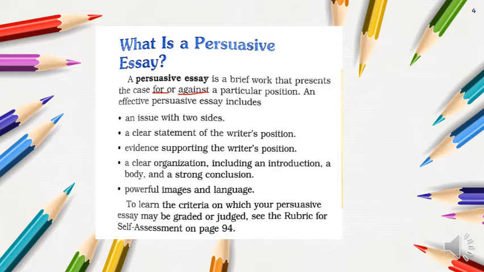So you have an opinion and you want to convey your opinion and convince the reader, whether you agree or you are against it. So it should include an issue with two sides. What are the two sides? For example, pros and cons. Yes, agree or disagree. A clear statement of the writer's position. You write your own voice, your own opinion.